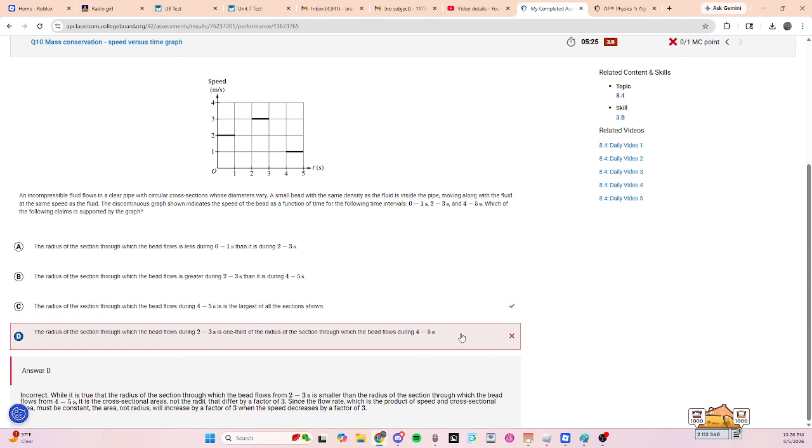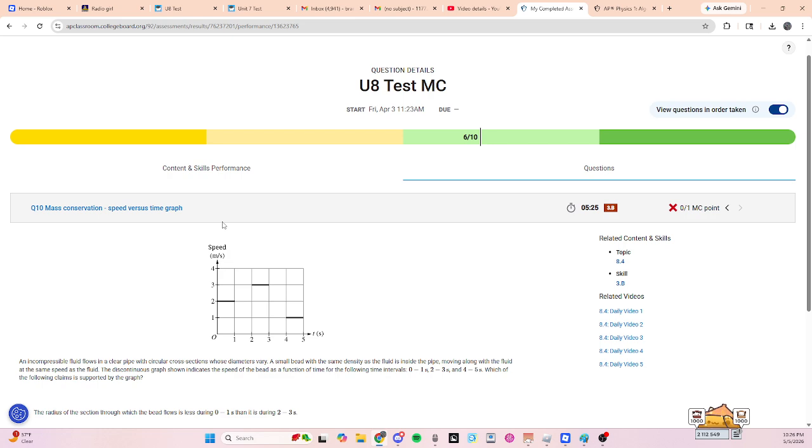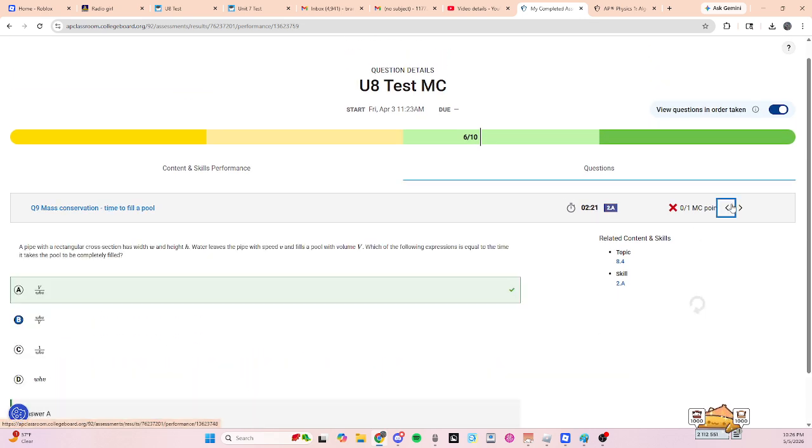But I chose this one because I thought that if the radius was 1/3, then in reality the speed should be 9 times, because the radius is squared. But I forgot about that, so that's why I chose this one over this one. But it was this one because if it's the slowest, then it should have the biggest area, which would mean it would have the biggest radius. And those are the ones I got wrong. Okay, thank you.